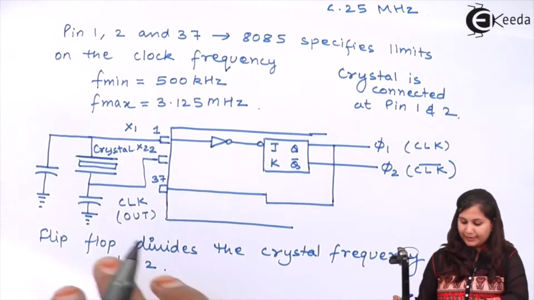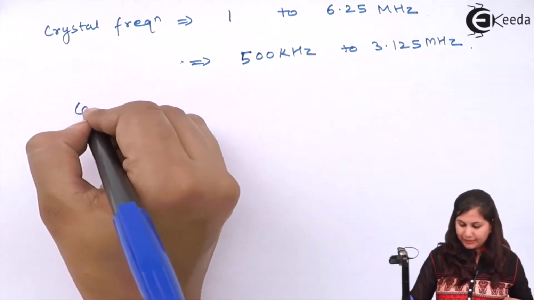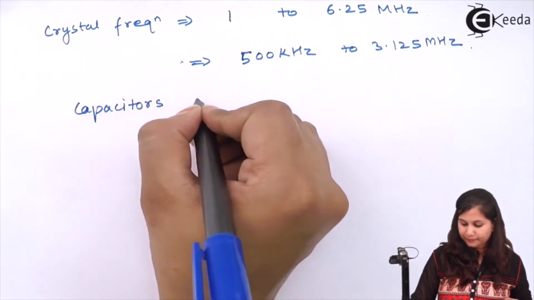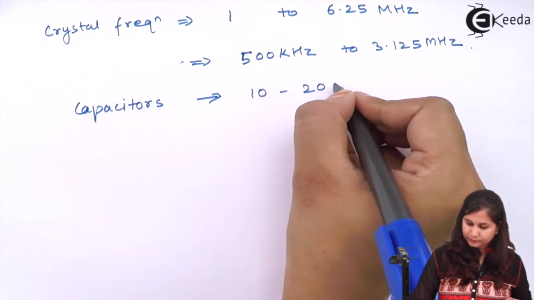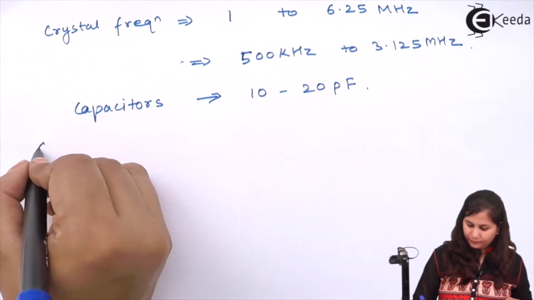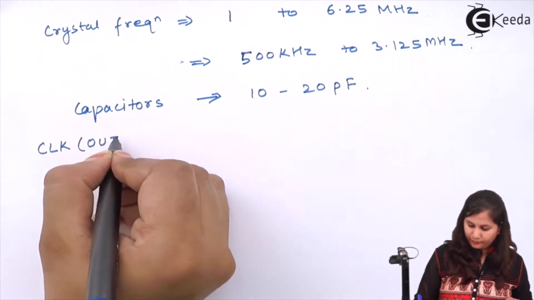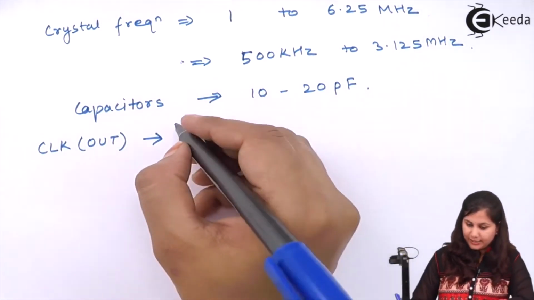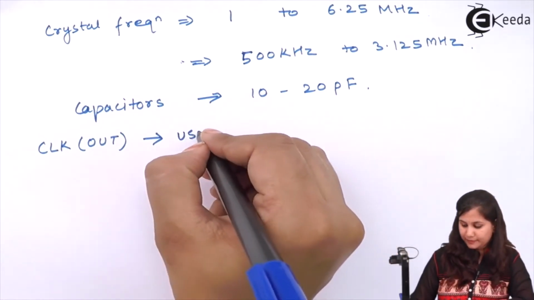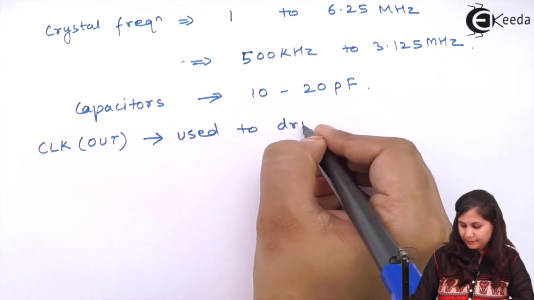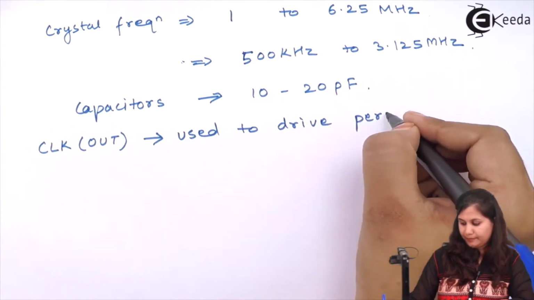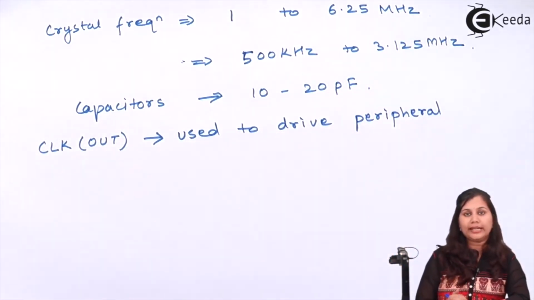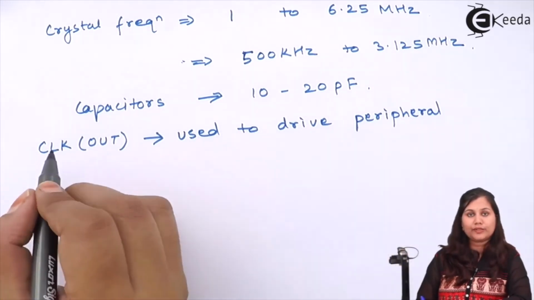And these are the capacitors connected here, and these capacitors are of the range 10 to 20 picofarads. And the clock signal which is coming out of pin 37 is used to drive the peripheral chips. Peripheral means the input output devices. So the input output devices connected to the 8085 are driven using this clock pulse.